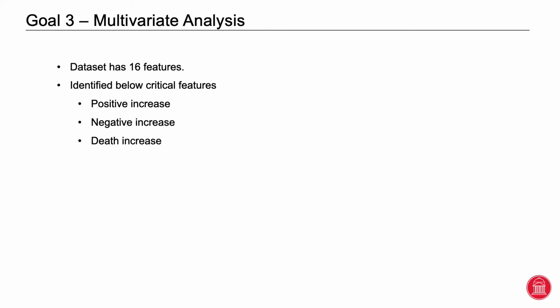Coming to multivariate analysis, the data set has 16 features. By plotting the data and identifying the correlations, we chose key factors: positive increase, negative increase, and death increase for our multivariate analysis.